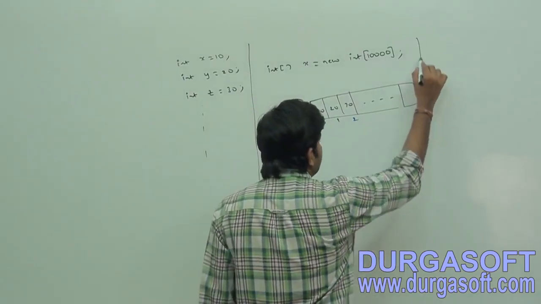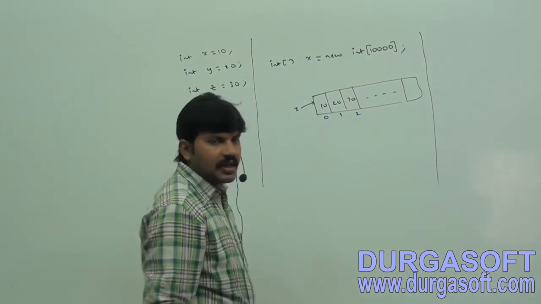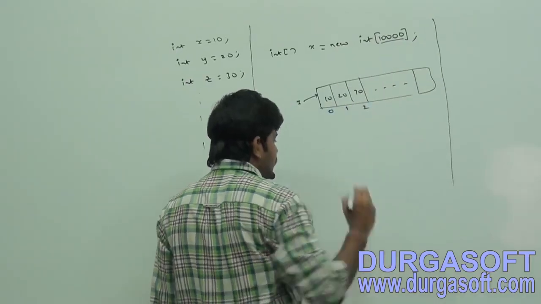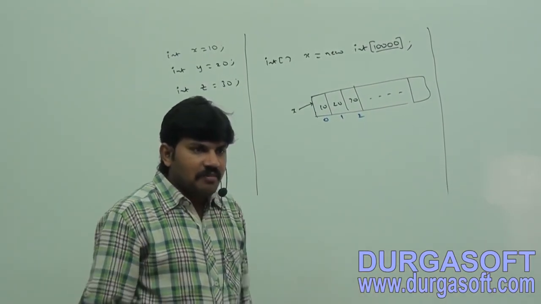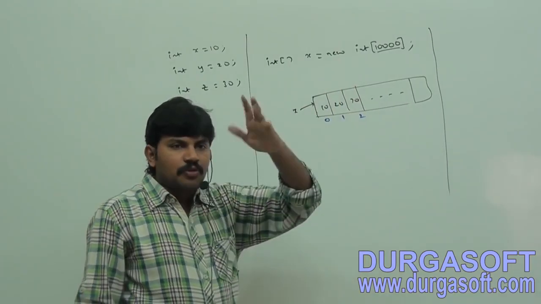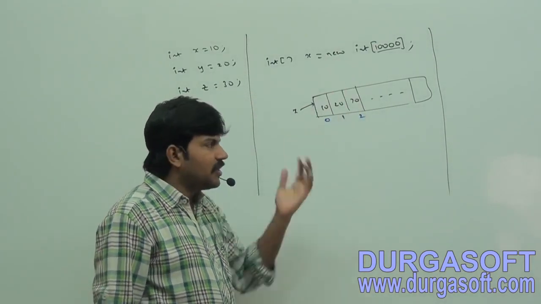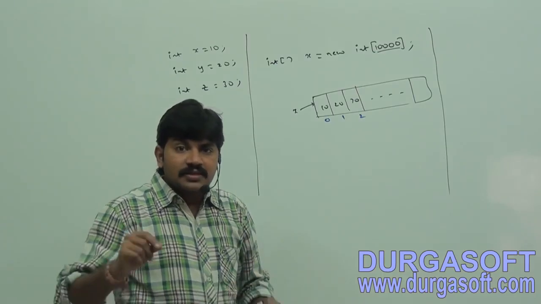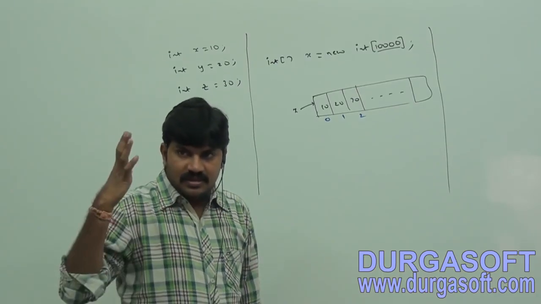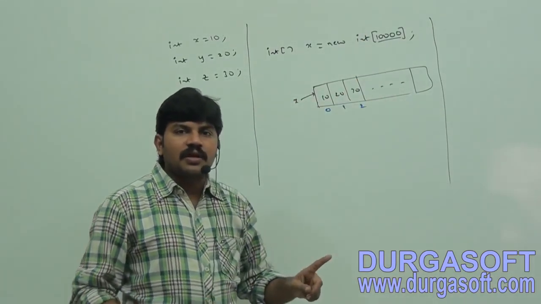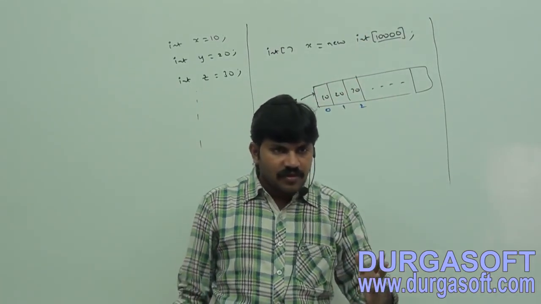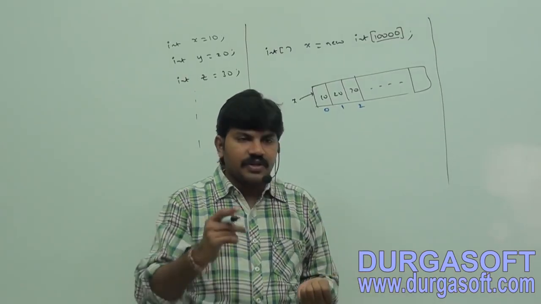Best example: I created an array with a size of 10,000. But at runtime, a 10,001st element also came. Your array is not in a position to provide space for that, because arrays are fixed in size. Once we create an array with some size, there is no chance of increasing or decreasing the size based on our requirement.